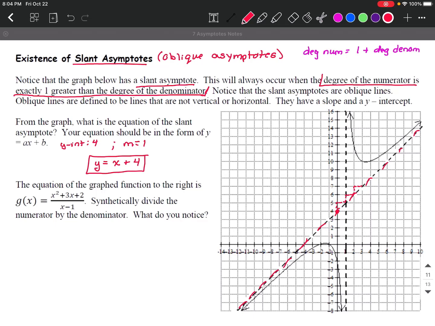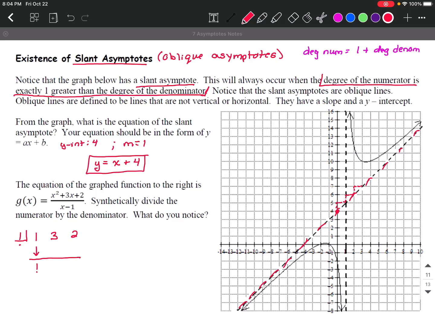Now, the equation of the function graphed to the right is g of x equals x squared plus 3x plus 2 over x minus 1. We're going to do synthetic division now. If we look at the denominator x minus 1, the root of x minus 1 is 1, so that goes in our box. Now the numerator is a quadratic. We have 1x squared, we have 3x's, and our constant is 2.